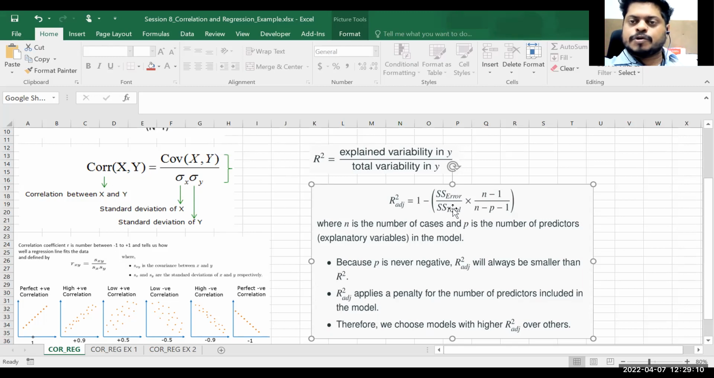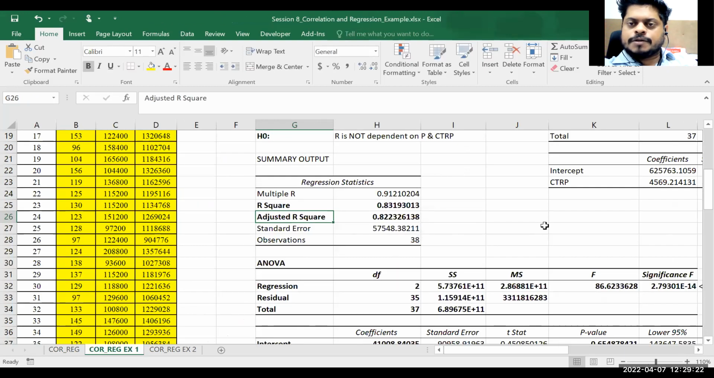So what will happen? The error will decrease. Error decreases means this ratio will decrease. SS error divided by SS total will decrease. Is this part clear or not? If you see here, that has actually happened.